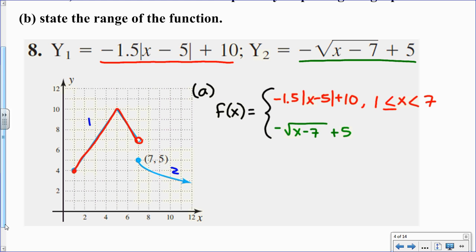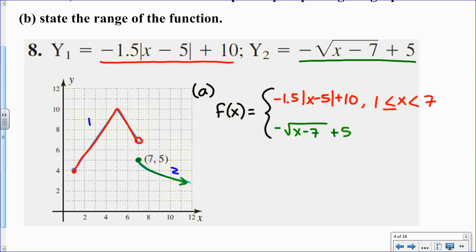Okay? Then this one, this is square root. It looks different, but that's because it's reflective. There's a negative out front. But it has an endpoint and an arrow, so I know this is a square root. So I have one endpoint, so I'm going to use 1 inequality. And that is at 7. So I'm going to use equal to, but is it going to be X is less than 7 or greater than 7?